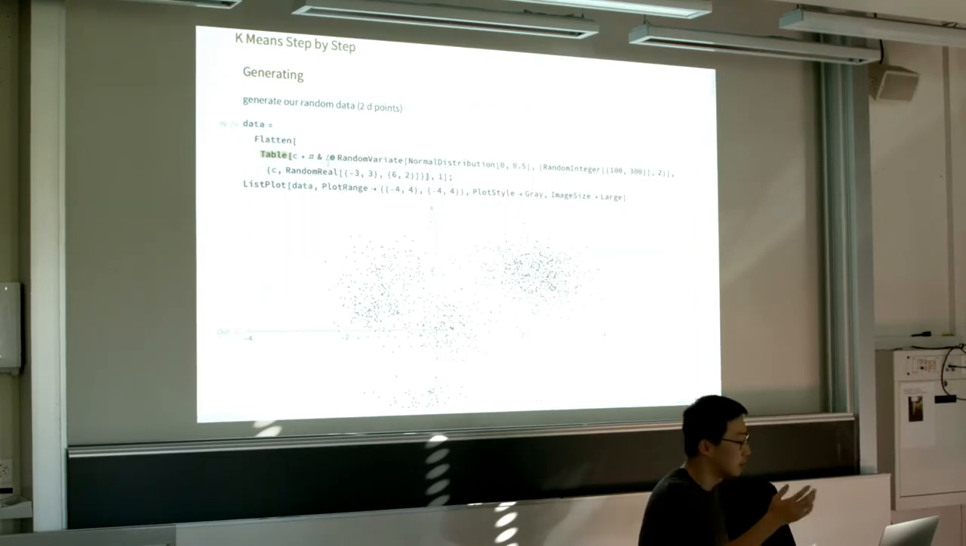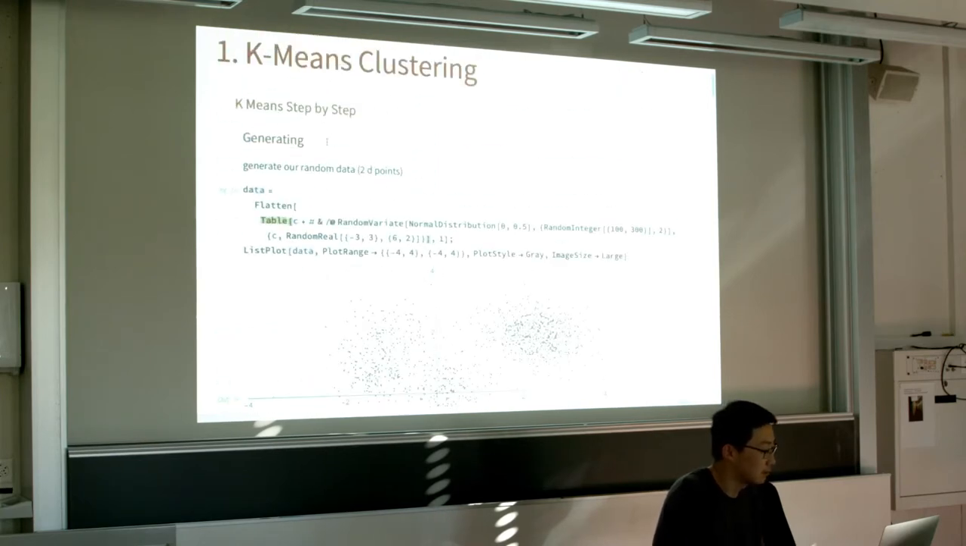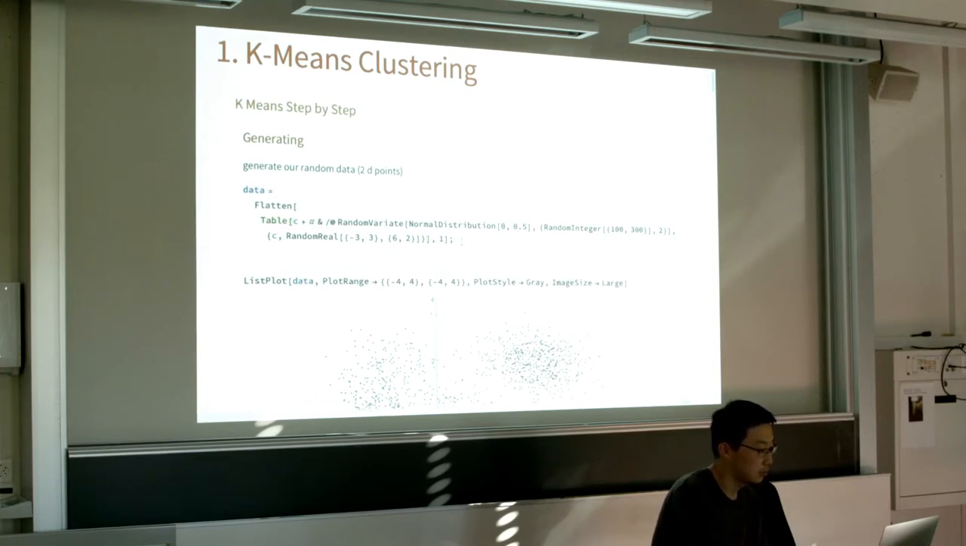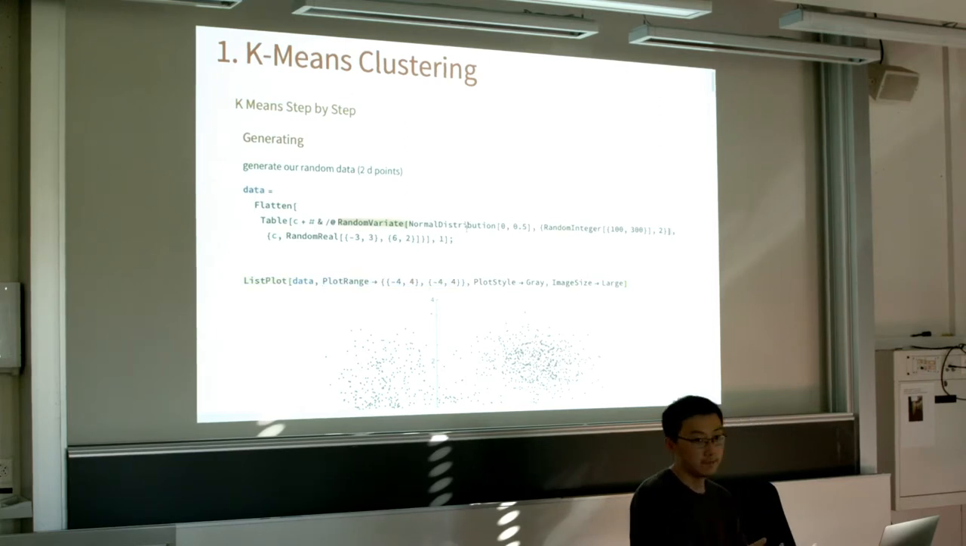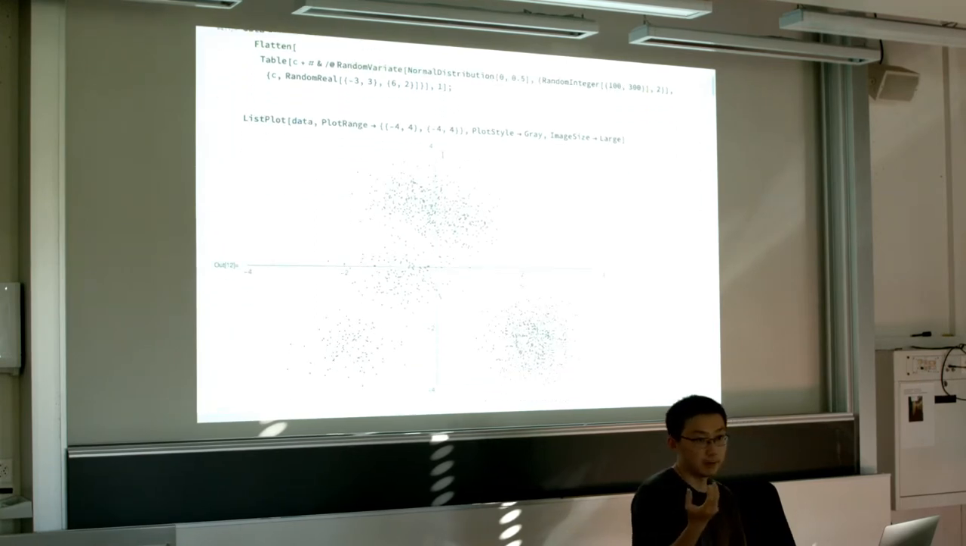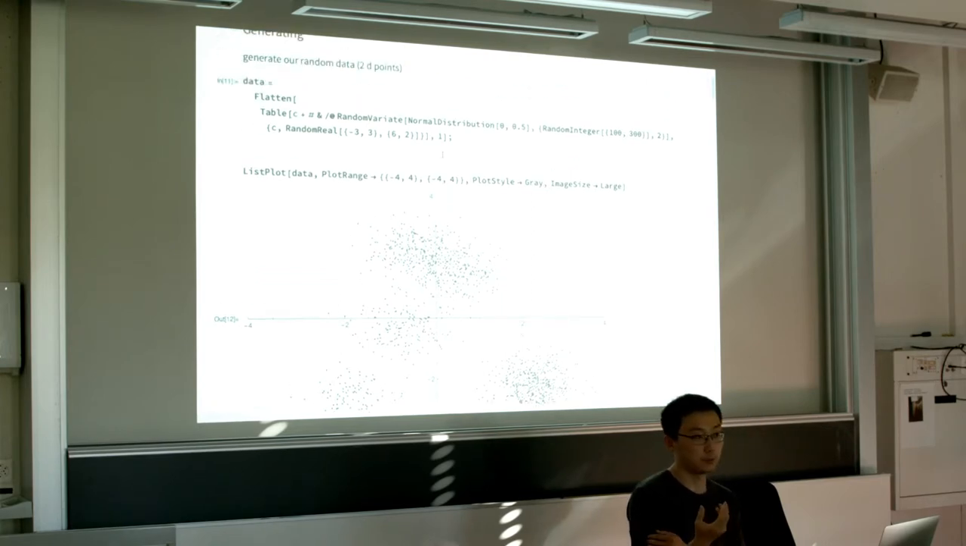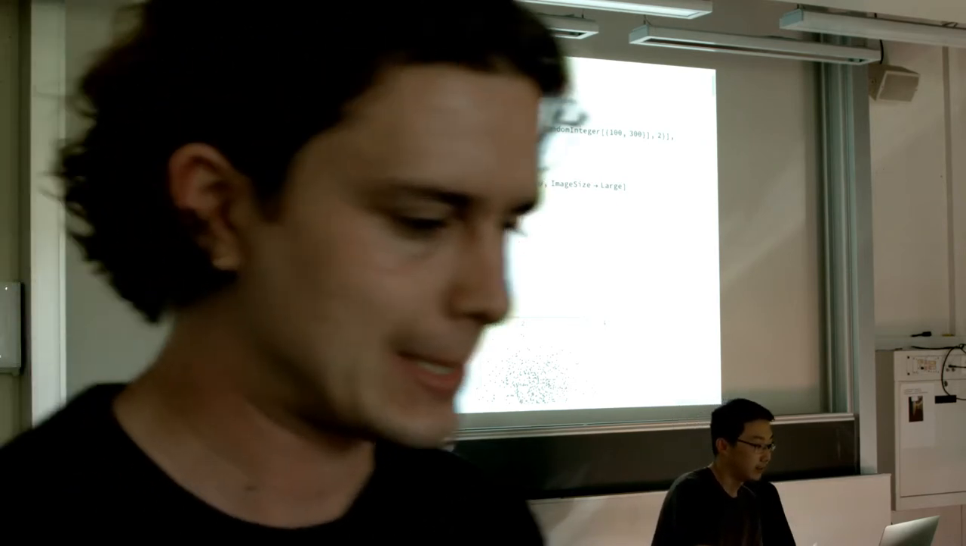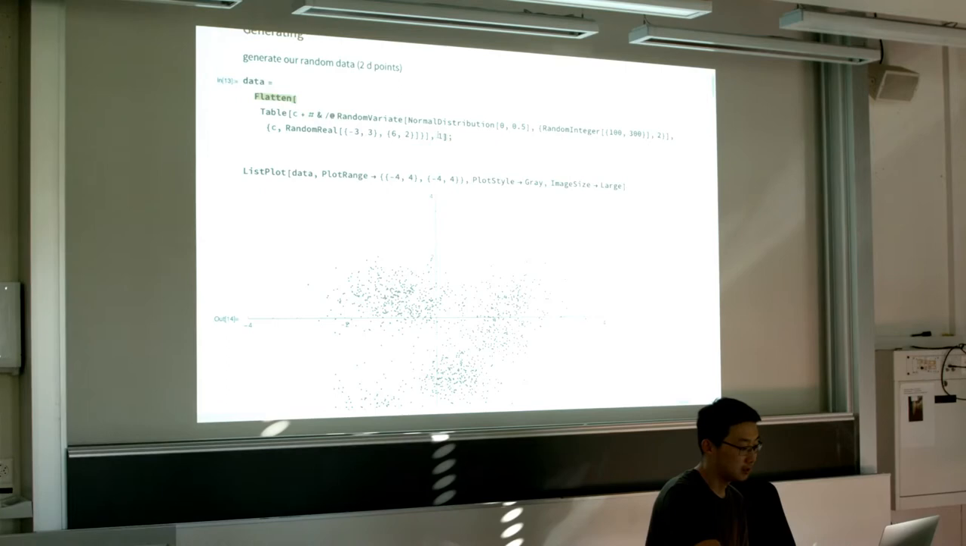I will quickly go through these steps. For k-means clustering, the first step is to generate some fake data. There are two parts: one is generating the points, and the second is showing the points in a scatter plot. To generate the points, I randomly take some center points as well as points around each center, so that the points have somehow a pattern. The data I generate is always two-dimensional, so I can visualize it on the plane. If you run this multiple times, you see that the data is quite different.